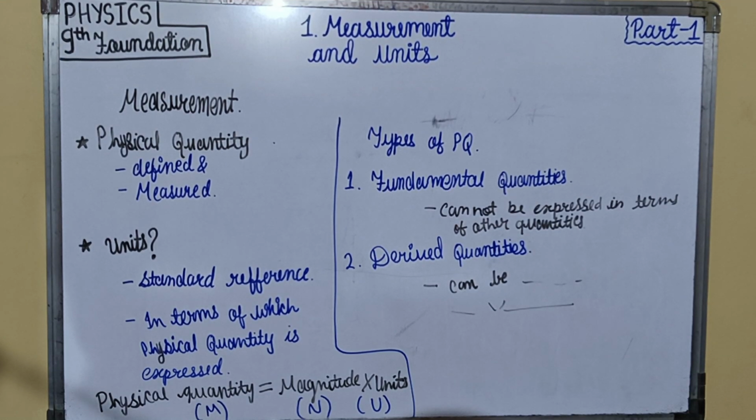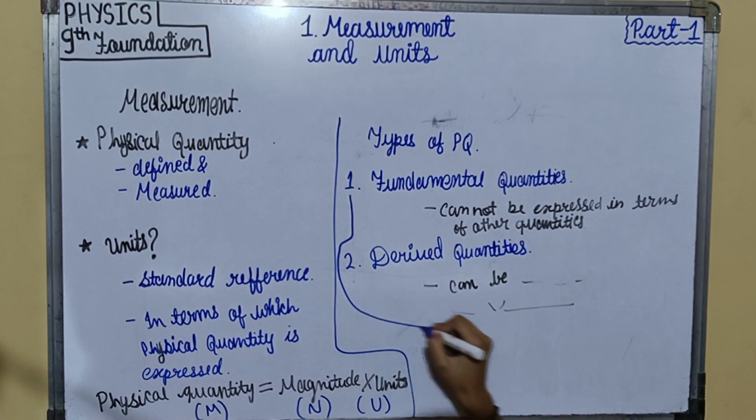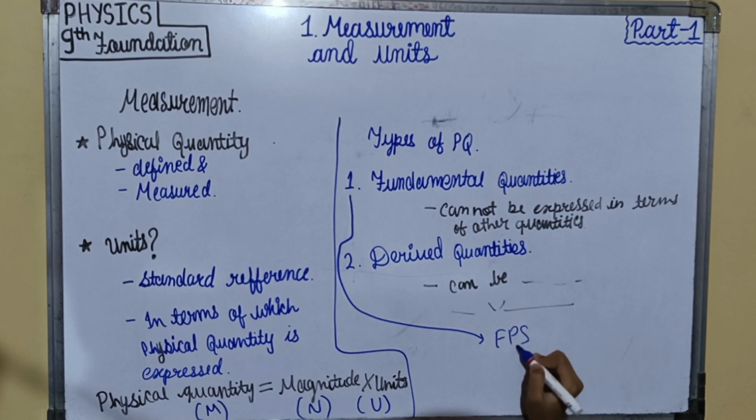There are some types of systems of units based on the fundamental quantities, that are length, mass and time. The types of systems of units are: first one is FPS, second is CGS, and third one is MKS. FPS means foot, pound and second. CGS means centimeter, gram, second. And MKS means meter, kilogram and second.